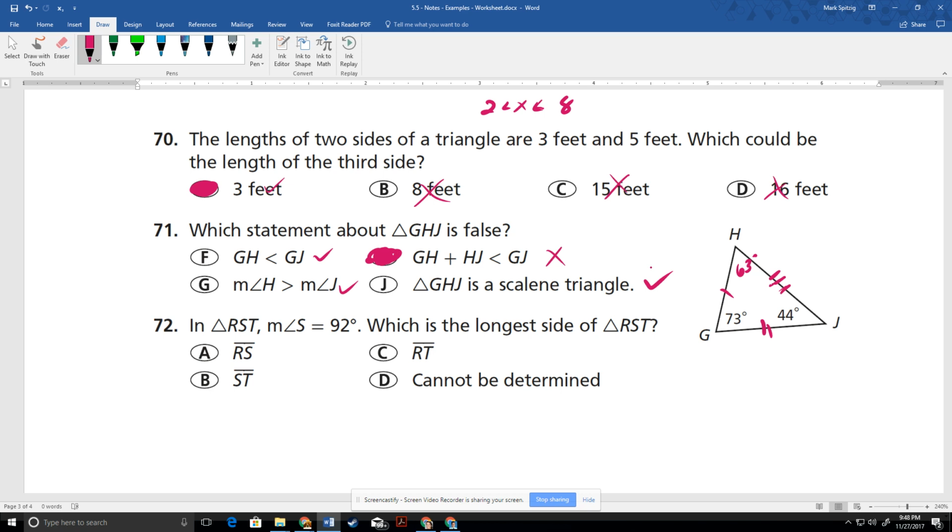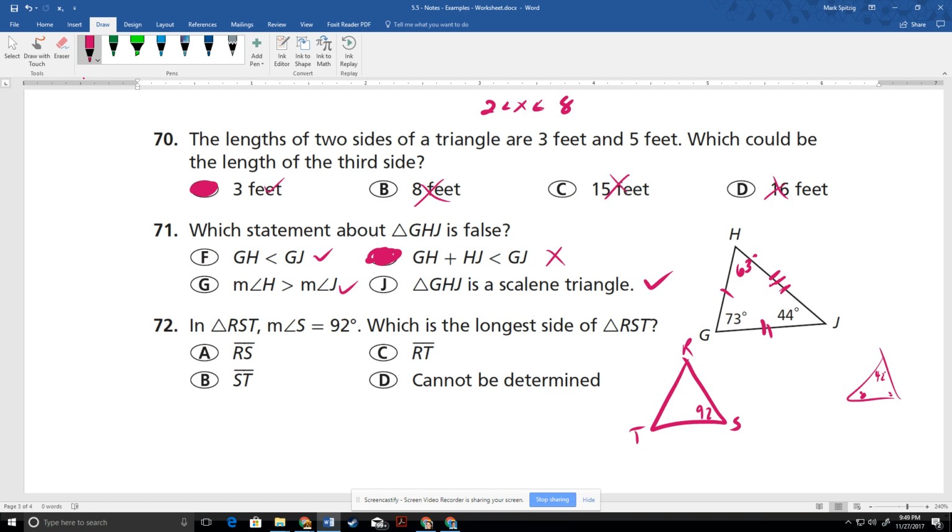Okay. It says in this triangle RST, S is 92, which is the longest side of it. Well, we can't determine which. Actually, no, we can determine. Strike that, reverse it. Because if they just gave you one angle, and they said, oh, this is 42 degrees, you couldn't really tell which one's the longest. You could tell that it wouldn't be this one, but you wouldn't know which one of these would be bigger than 42. They both can't be less than 42, so 42 can't be the biggest. But we wouldn't know which of these two.